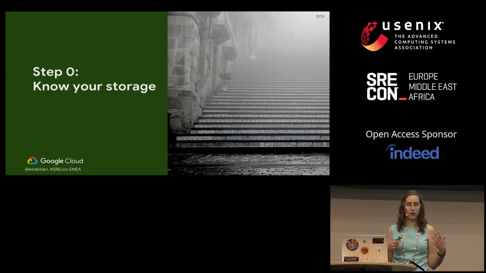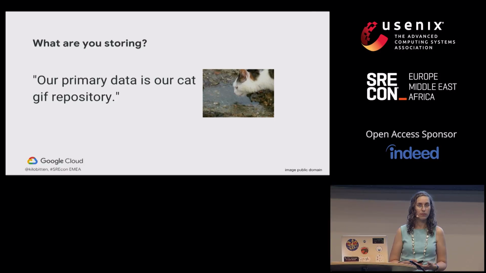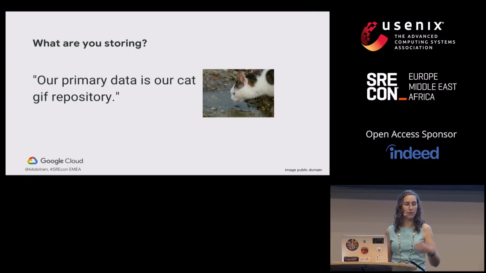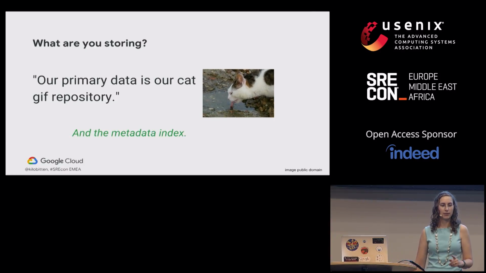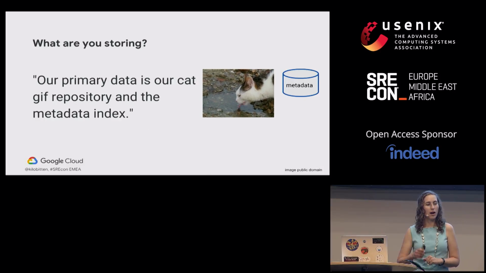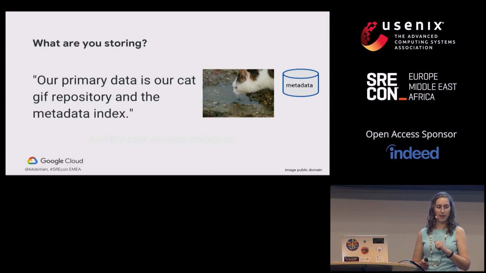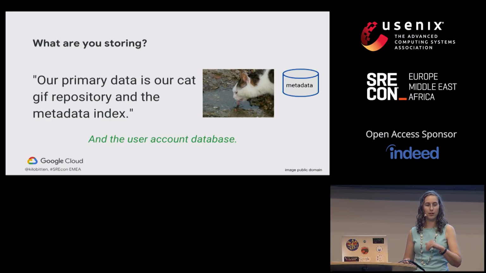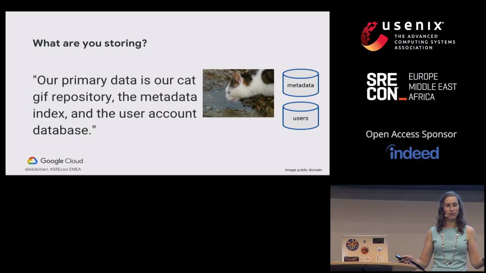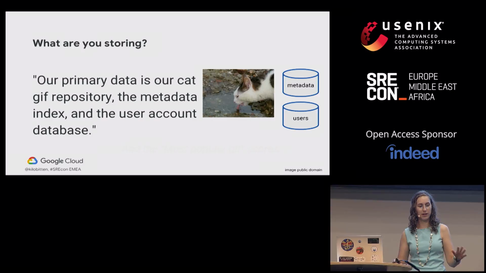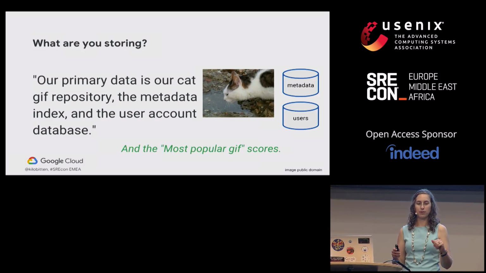So usually this is how the conversation goes. So what are you storing? Our primary data is our cat GIF repository and the metadata index. Yep, our primary data is our cat GIF repository, the metadata index, and the user account database. Oh, and the most popular GIF scores.